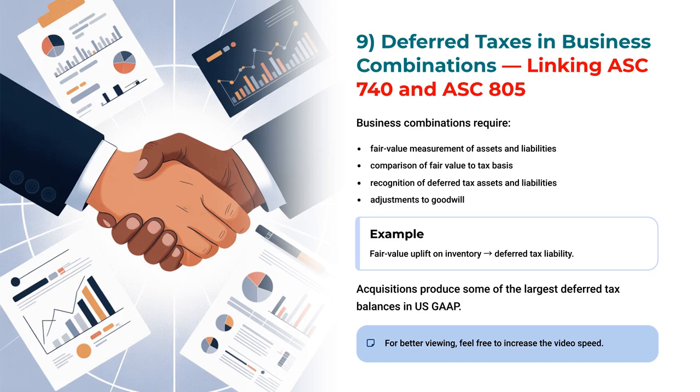Deferred taxes in business combinations, linking ASC 740 and ASC 805. Business combinations require fair value measurement of assets and liabilities, comparison of fair value to tax basis, recognition of deferred tax assets and liabilities, and adjustments to goodwill. Example, fair value uplift on inventory, deferred tax liability. Acquisitions produce some of the largest deferred tax balances in US GAAP.